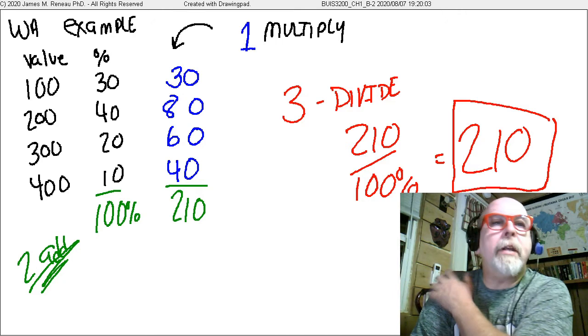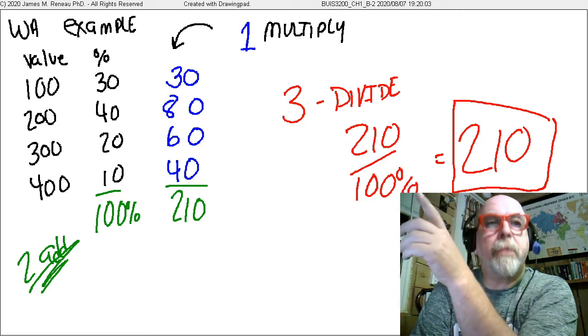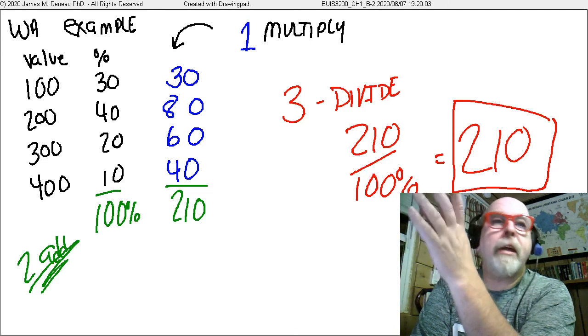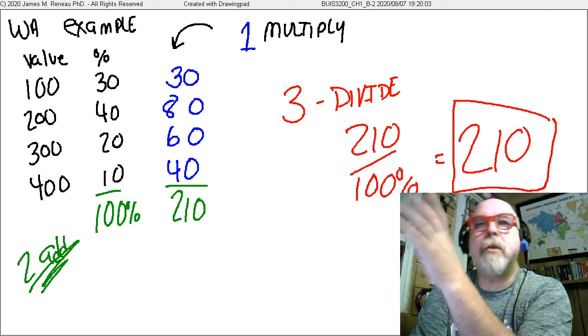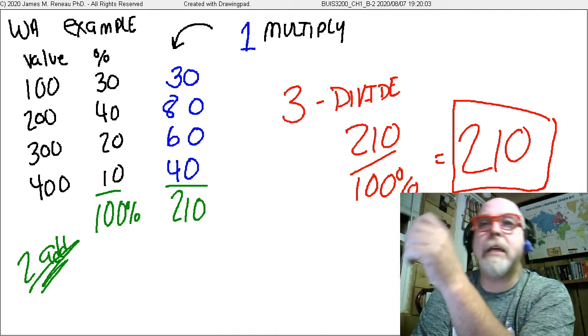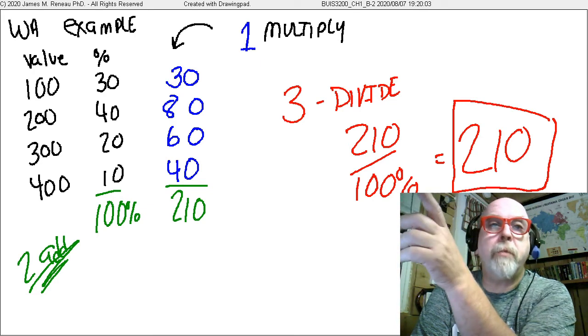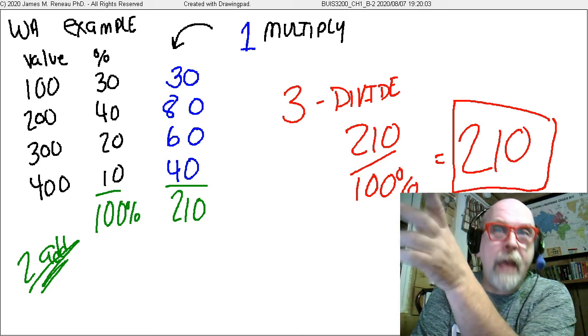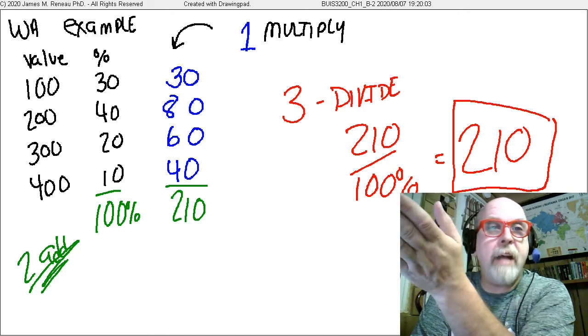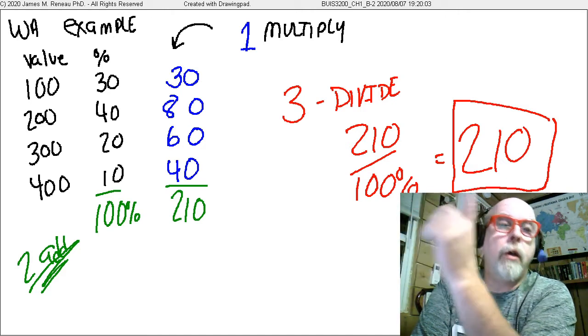In the first weighted example, I'm using percents. So I'm taking 100 and multiplying it by 0.3 to come up with 30. 200 times 0.4 would be 80. 300 times 0.2, or 20%, would be 60. 400 times 0.1 would be 40. I then add all those up and I come up with 210. So that would be 210 divided by 1.0, or 210.